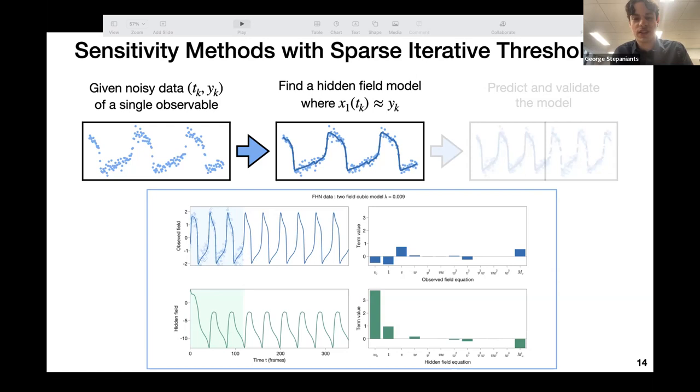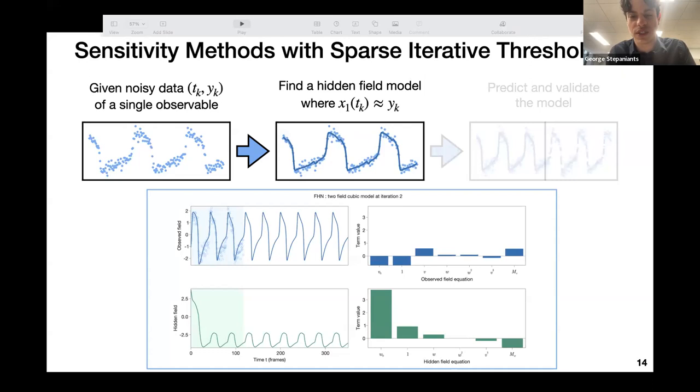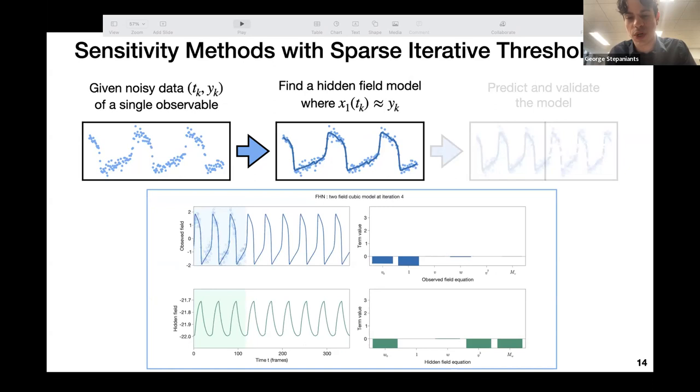So, classically inspired by the approach from the original SINDy paper, we can cut out all of those coefficients which are below a certain threshold and repeat the gradient descent optimization. This gives us a slightly more sparse model, with also quite a nice fit to the data. We repeat this over and over until we get to a very sparse model, such that if we removed any more coefficients from the right-hand side, we would not be able to re-optimize the model to converge. So this is essentially where the sparse iterative thresholding procedure ends.